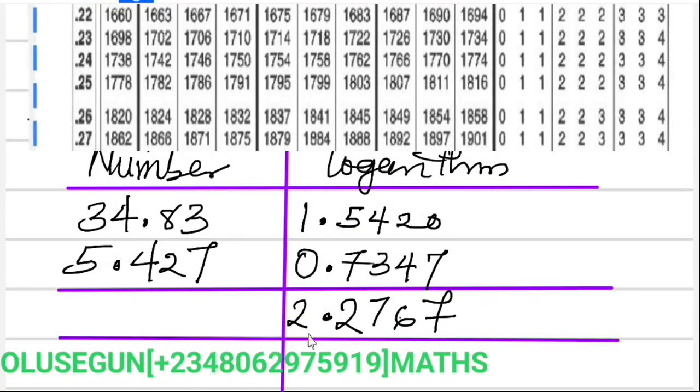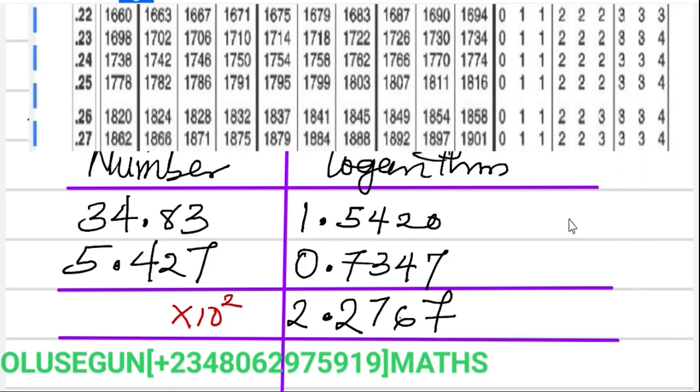These two will turn to 10 times 10 raised to power 2. So the value you get here will be multiplied by 10 raised to power 2. So you're now going to find 27 under 6, with difference 7. Let's count 0, 1, 2, 3, 4, 5, 6. So this is 27 under 7.